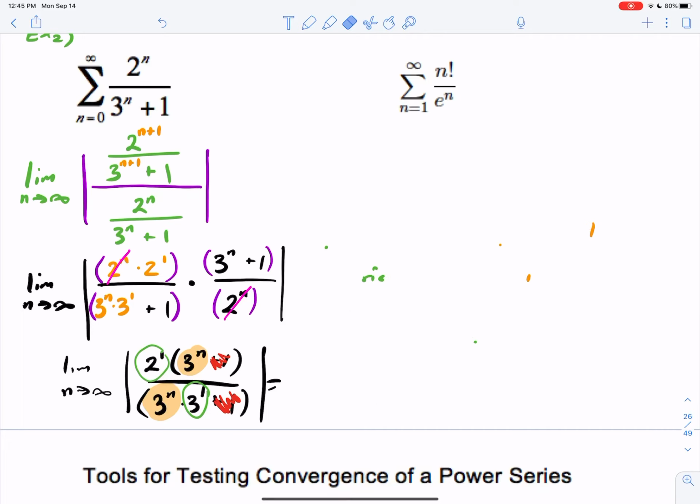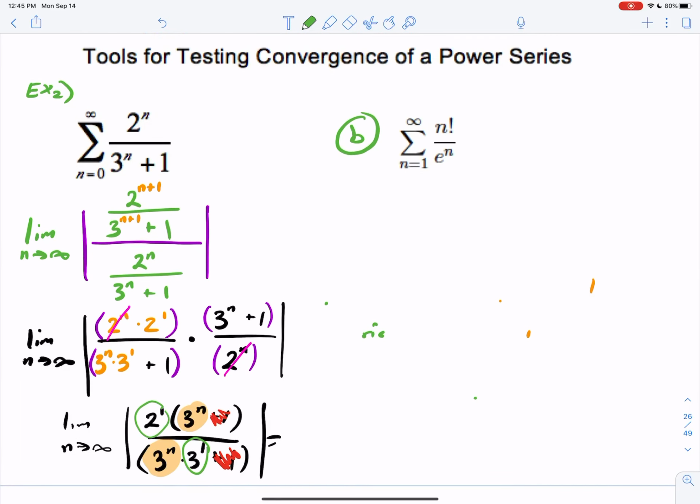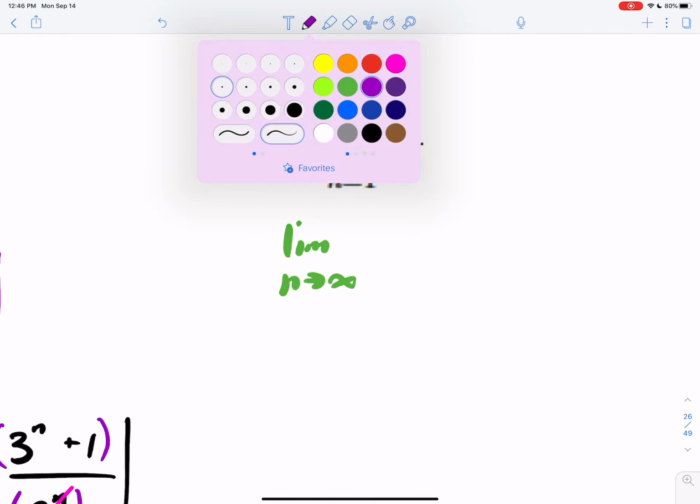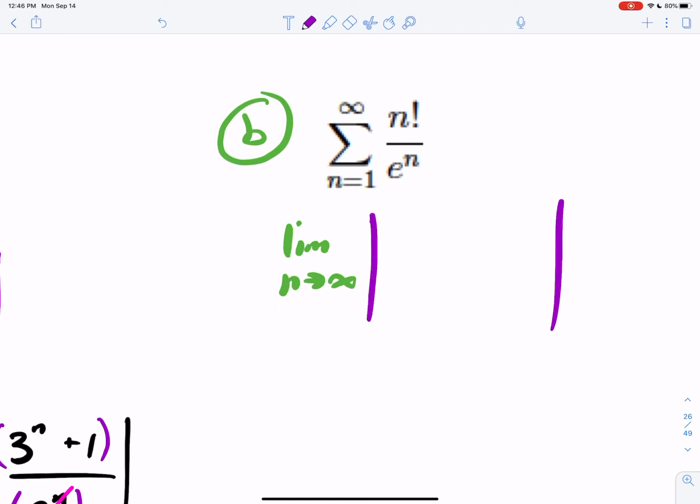Here's part B. Go ahead and write that down while I erase this here. Okay, so some telltale signs that we should probably use the ratio test. There are exponentials here, and also there are factorials. Okay? All right, here we go. So we're going to take the limit as n goes to infinity of the absolute value bars. Okay? Now, it's going to be the n plus 1 term divided by the nth term.